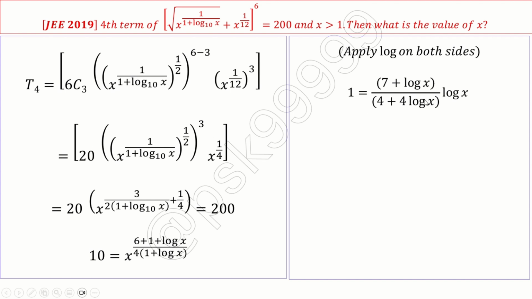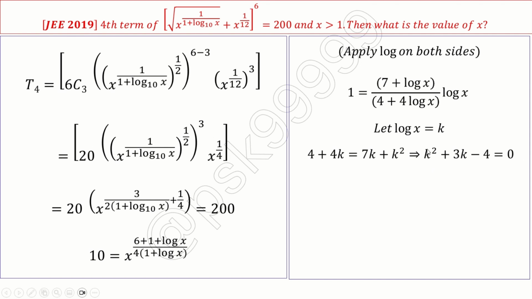So what will happen is, log 10 to the base 10 is 1, right? And on this side I'll get (6 plus 1 plus log x), which is 7 plus log x, divided by 4 plus 4 log x, times log x, because the power will become the coefficient, right? Now if I call log x as k, then if I take this to the other side, 4 plus 4k equals 7k plus k square. If I simplify, I'll get k square plus 3k minus 4 equals 0.